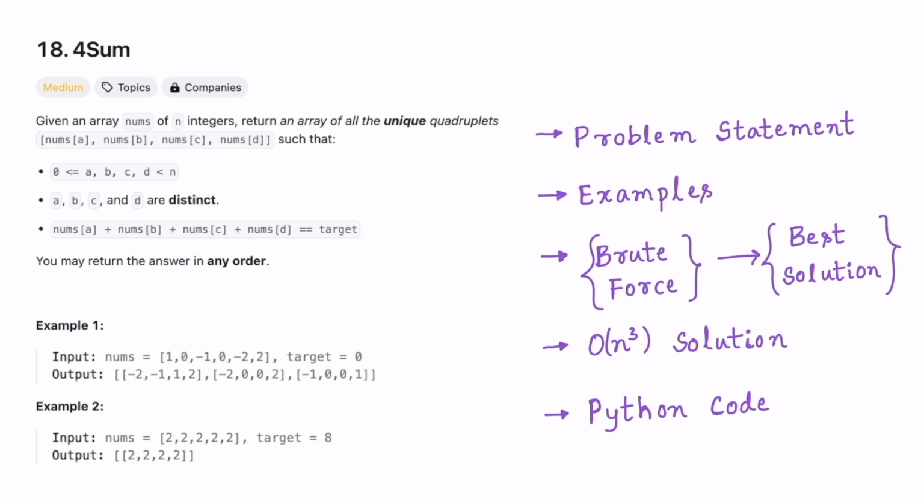We start with reading the problem statement and then we'll understand the problem by looking at some examples. Next we start with the brute force approach to solve this problem and optimize it to find the best solution, which is O of n cube solution. Finally, at the end of the video, we'll write the Python code for it.